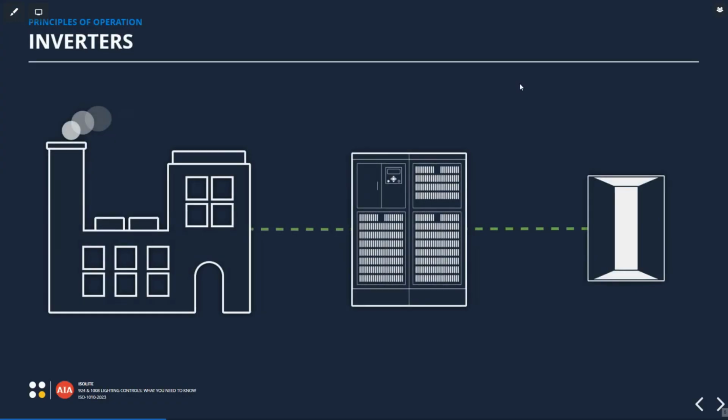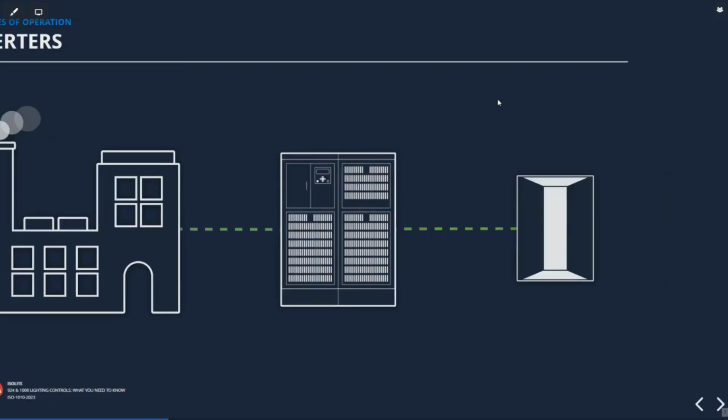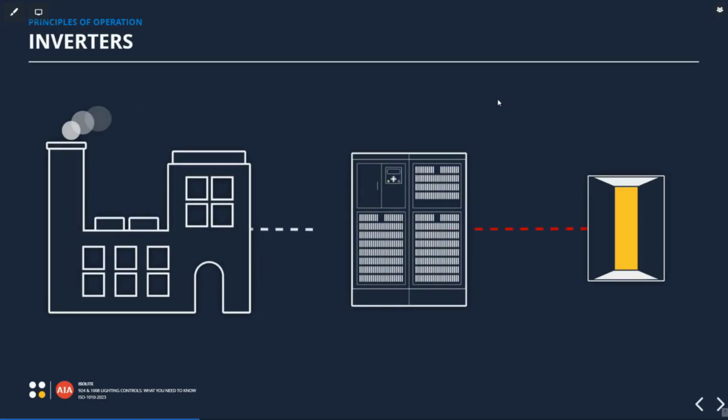Inverters are a little bit different. They work a little differently. Normal power is going to pass through the inverter, and when power is lost, they're going to draw from their batteries as opposed to the grid.